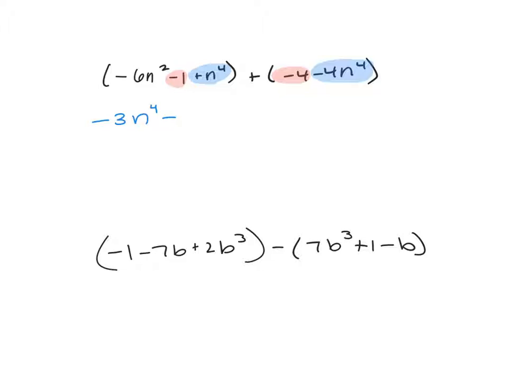And then negative 6n squared had no like term, so we just carry it down. And then negative 1 plus negative 4 is negative 5. So it's just careful keeping track of your like terms and your negatives. Be careful here. The most common mistake I see is people forgetting that this says addition and just jumping straight to multiplying this out and foiling it. And so that's the most common thing I see.